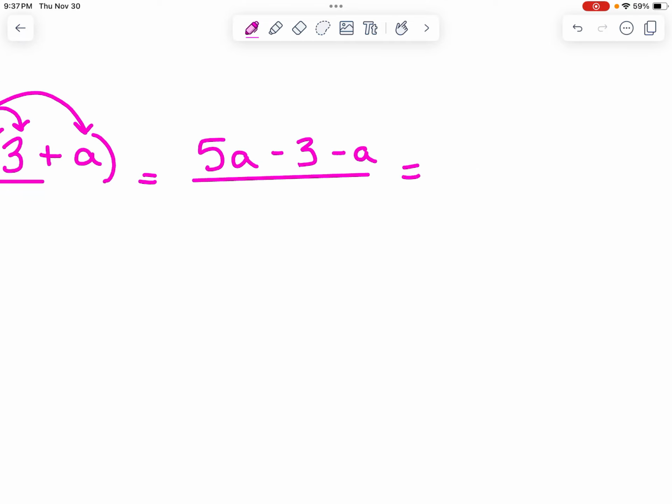We're going to combine the like terms. All right, combining the like terms in the top, you get 4a, take away 3, which does not factor.